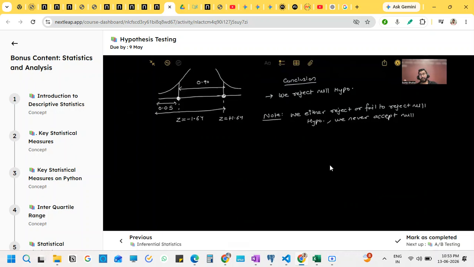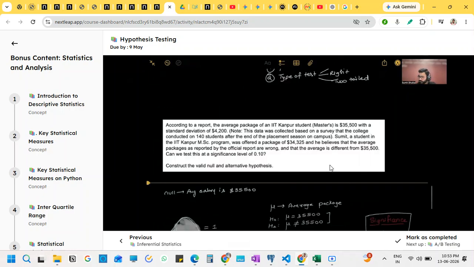The reason is we reject null or we fail to reject null. Now, why are we rejecting null? We are rejecting null because we have enough evidence. Now, let me go to the criminal example.